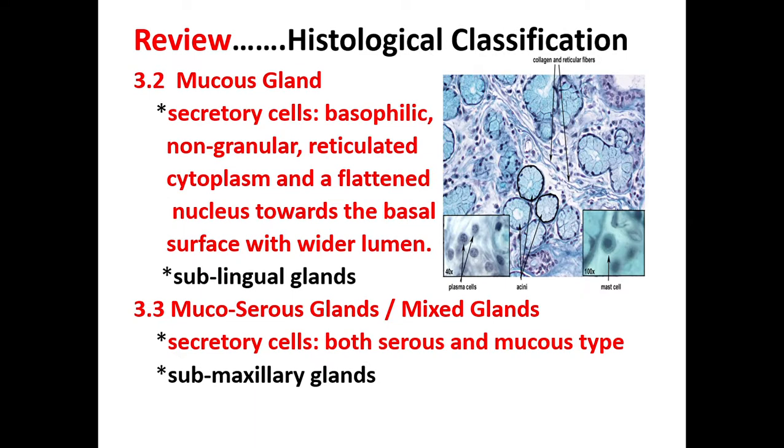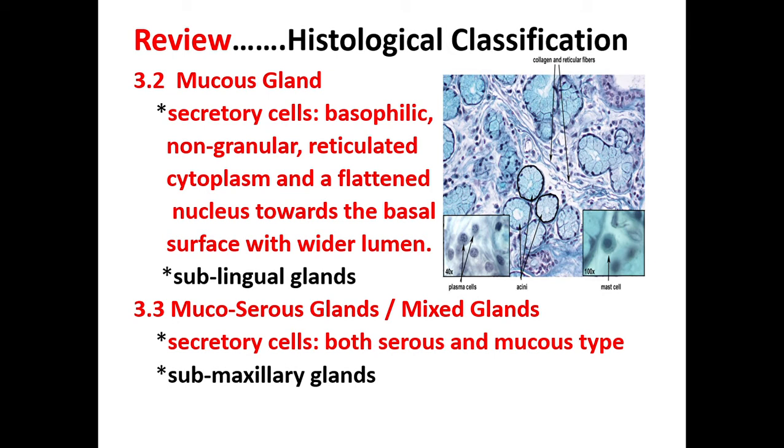The mucous glands are basophilic in nature or in staining property. The secretory cells of the mucous glands are basophilic, non-granular, with reticulated cytoplasm, and a flattened nucleus towards the basal surface with a wider lumen. This is best exemplified by the sublingual glands.